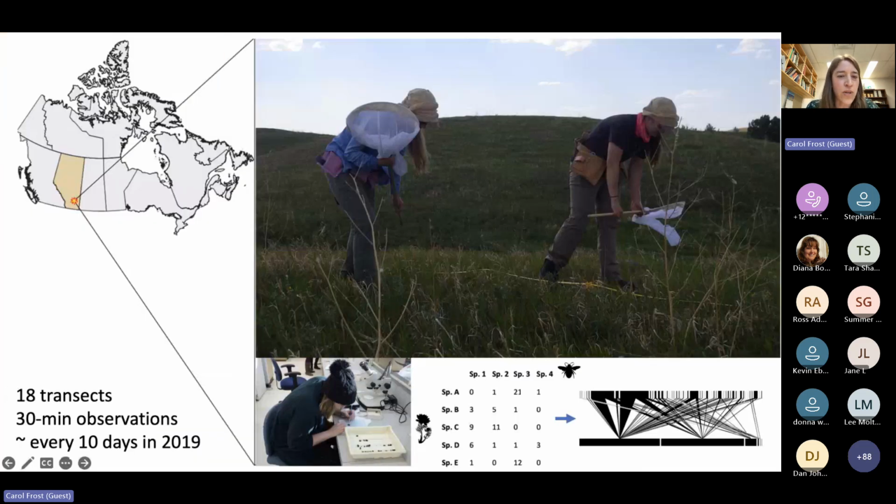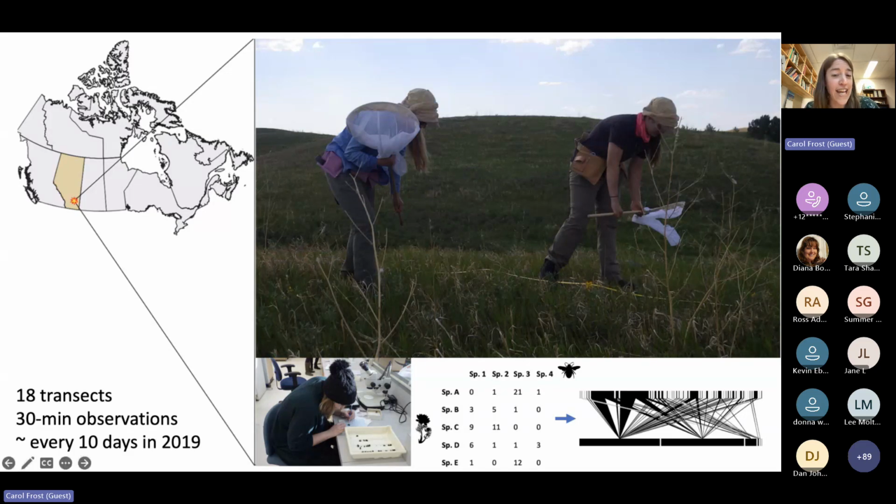So to test this, we used a data set collected by my former master's student, Sydney Worthy, who's here from Brooks, Alberta. Well, actually from Matthias Research Ranch, which is near Brooks, Alberta. It's in the dry mixed grass prairie ecoregion. And she and her helpers walked 18 transects, which were 30-meter transects, doing 30-minute observations with 2 people, so 60 person hours, every 10 days in 2019. They collected all insects that touched the reproductive parts of a flower, identified the insects, identified the plants, and counted flower abundance along the transect during the time of the survey.